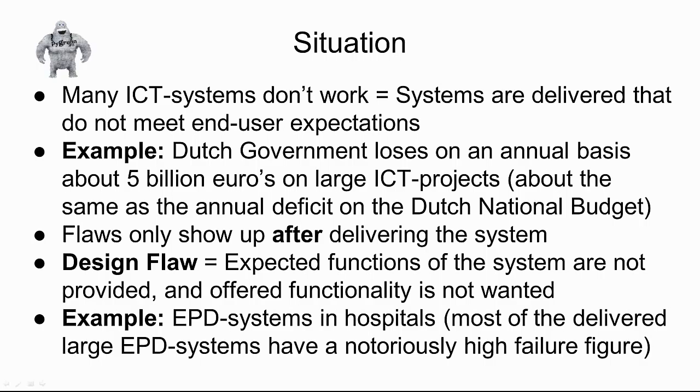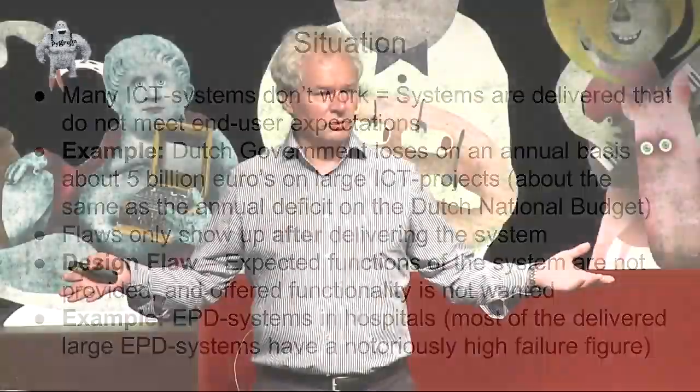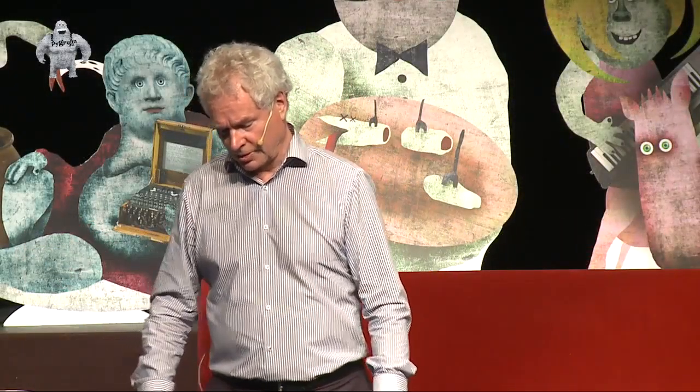And this parliamentary inquiry showed that one of the main reasons why these systems failed was that the flaws only show up after delivery of the system. Expected functions of the systems are not provided, and offered functionality is not wanted. So what you get is what we sometimes call perfect failures. Technologically perfect, yeah, but they're not used, so you can just throw them in the garbage.